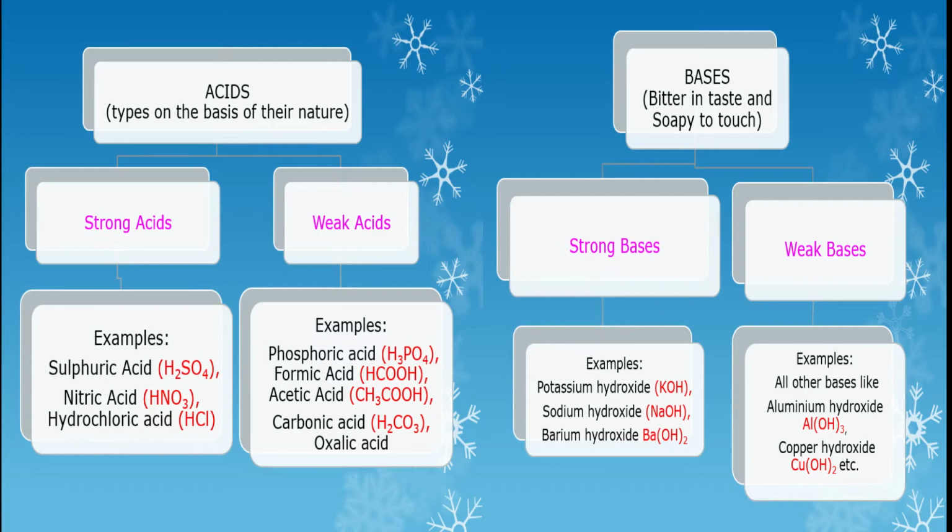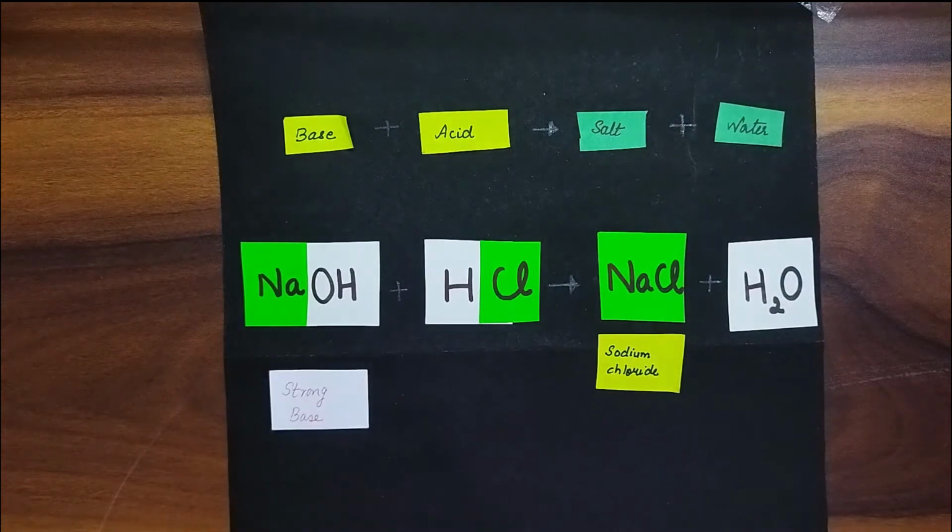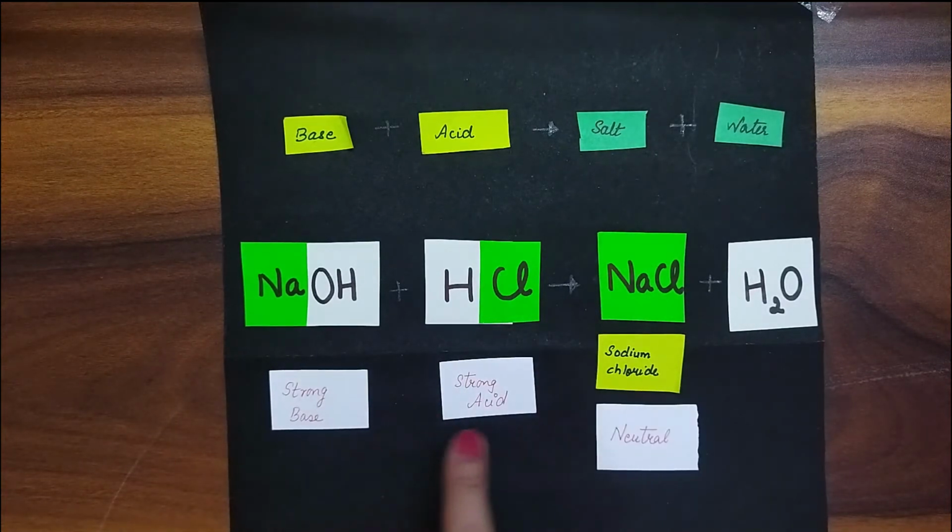This is the list of strong and weak acids and bases for your reference which you need to learn. Sodium hydroxide is a strong base, whereas HCl is a strong acid. So a strong base and a strong acid result in the formation of a neutral salt.